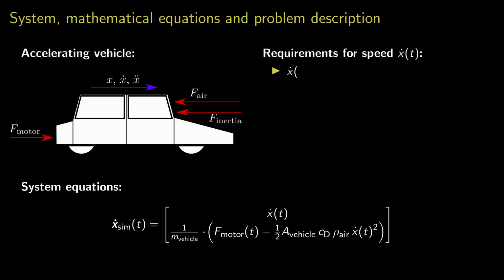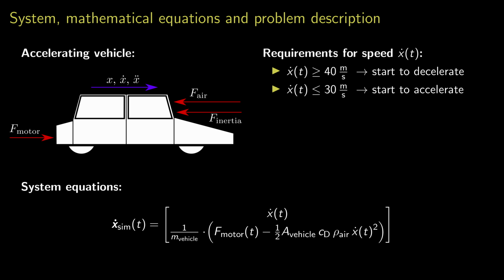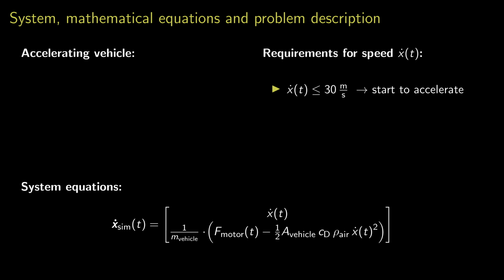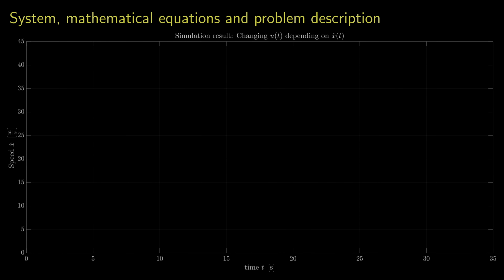If the vehicle goes above 40 meters per second, we want to switch over to braking, so use the maximum negative power. And if the velocity goes below 30 meters per second, we want to switch over to accelerating again using the maximum power. If you haven't done so already, pause the video and actually try it. The result should look something like you see on screen right now.